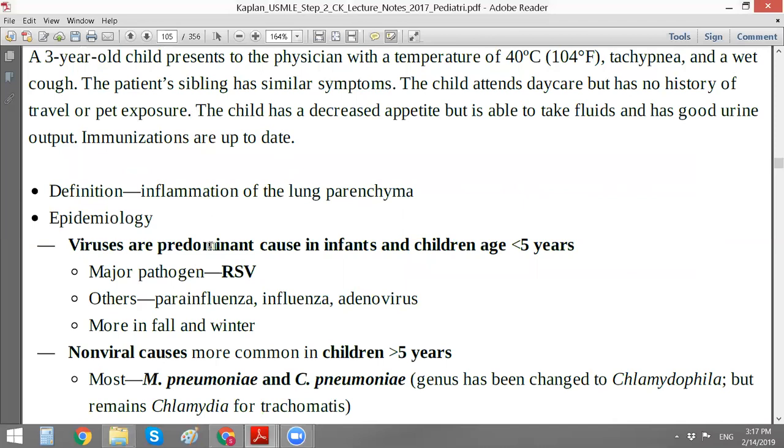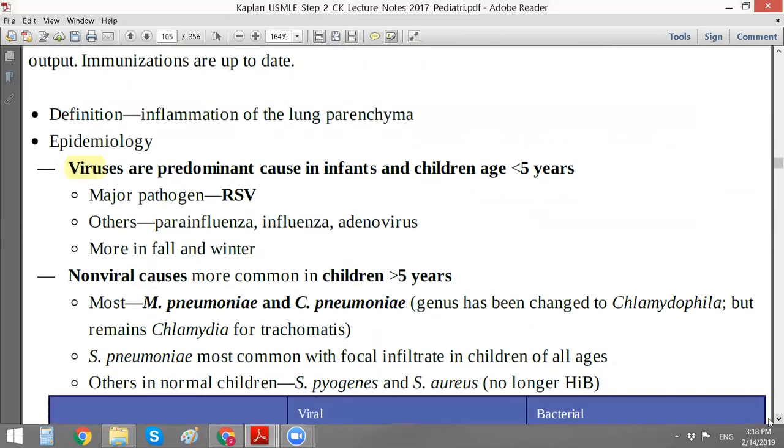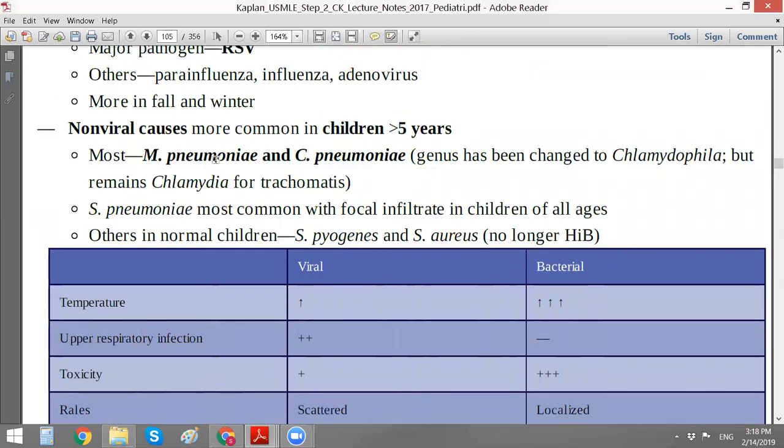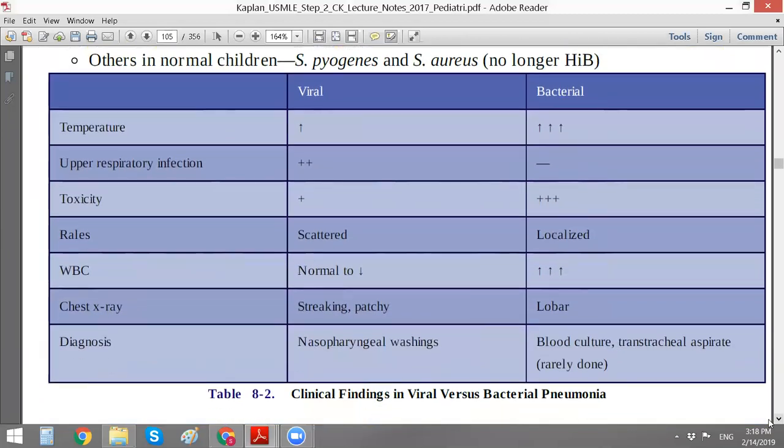Pneumonia is inflammation of the lung parenchyma. Viruses are predominant, and the major pathogen is RSV. Yes, viruses are very dominant: parainfluenza, influenza. Non-viral causes are more common in children greater than 5 years. So this is Mycoplasma and Chlamydia. The genus has been changed to Chlamydophila. Pneumococcus is the most common with focal infiltrate. In otherwise normal children, it is no longer Hib; Hib is not a common organism of pneumonia.